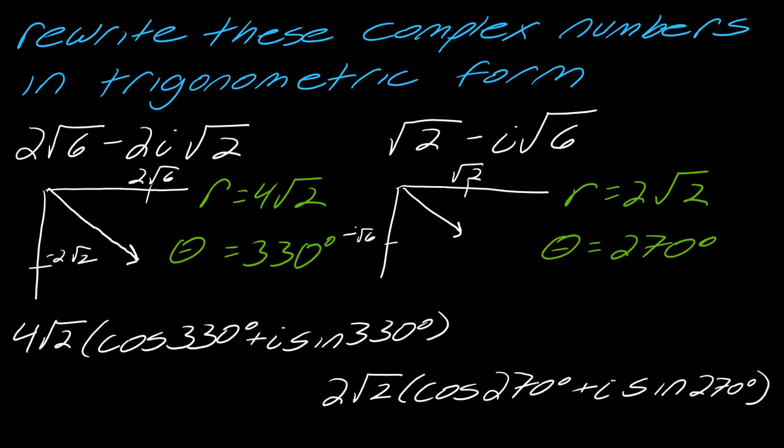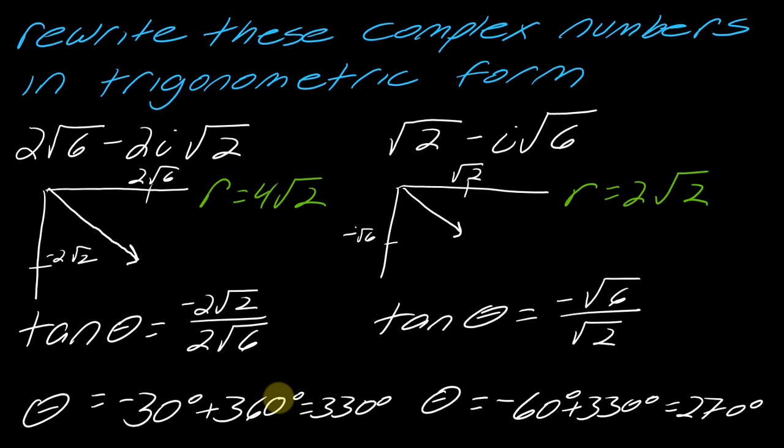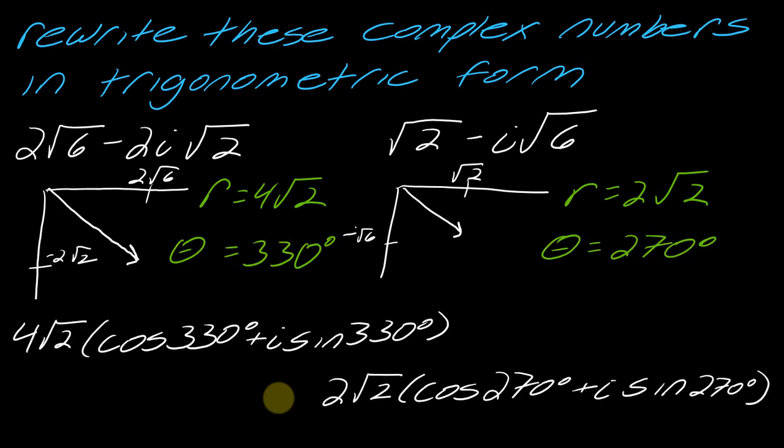So the trigonometric form of this complex number is written here, and the trigonometric form of this complex number is written here. I'll flash the work one more time. There's the work for r, and there's the work for theta if you just want to double check anything. Otherwise, there's how we get to that trigonometric form.